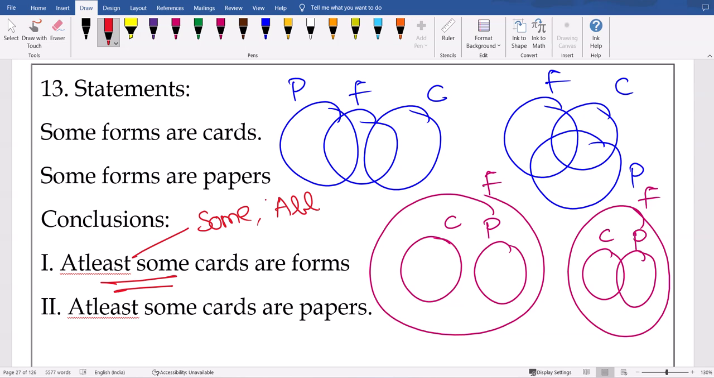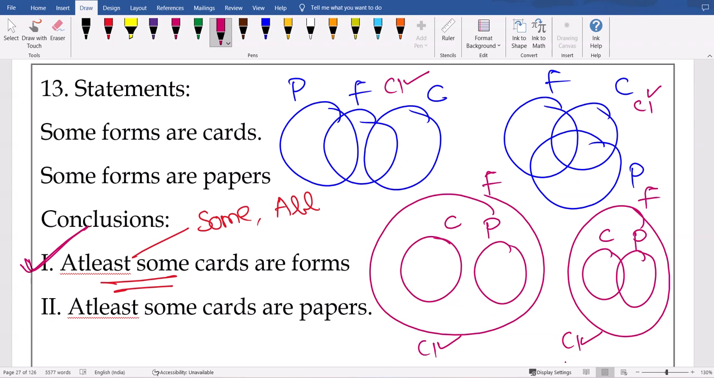If you got no chord is formed in any diagram, the first one will be eliminated. But my dear friend, first conclusion true. First diagram, what is there? Is the relation between chords and forms connected or not? First, chord and forms are connected. Here also chord and forms are connected. All chords are forms. At least means some is okay, all is okay. So first one fine. Here also all chords are forms. First one true in all diagrams.